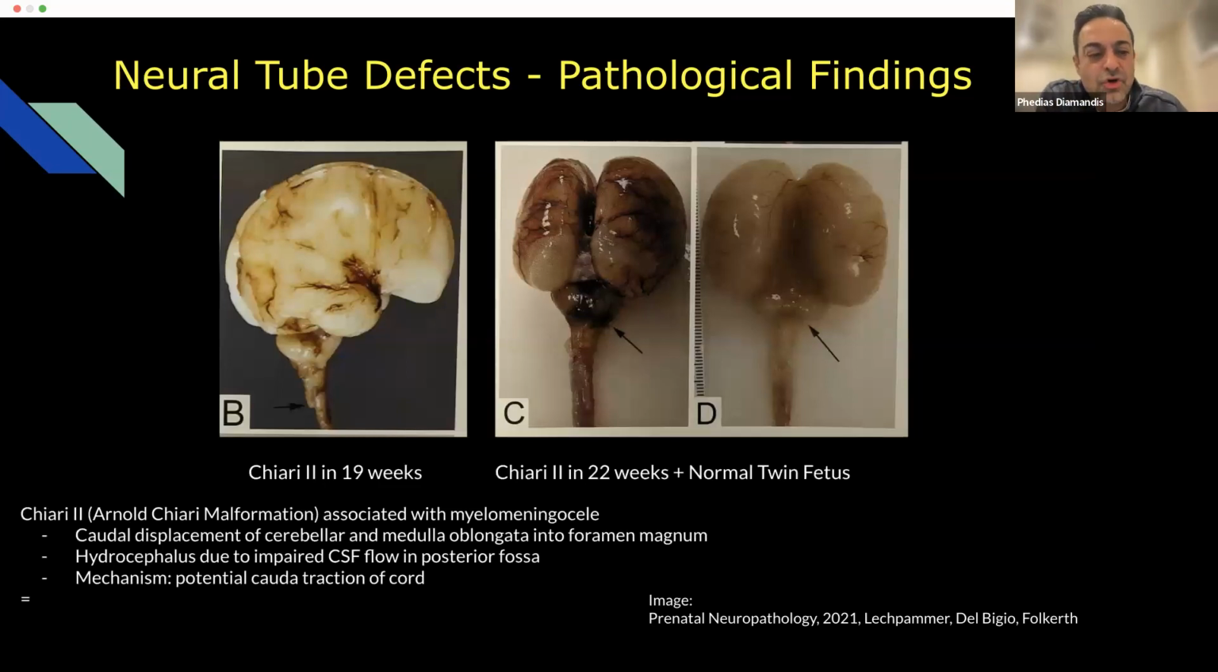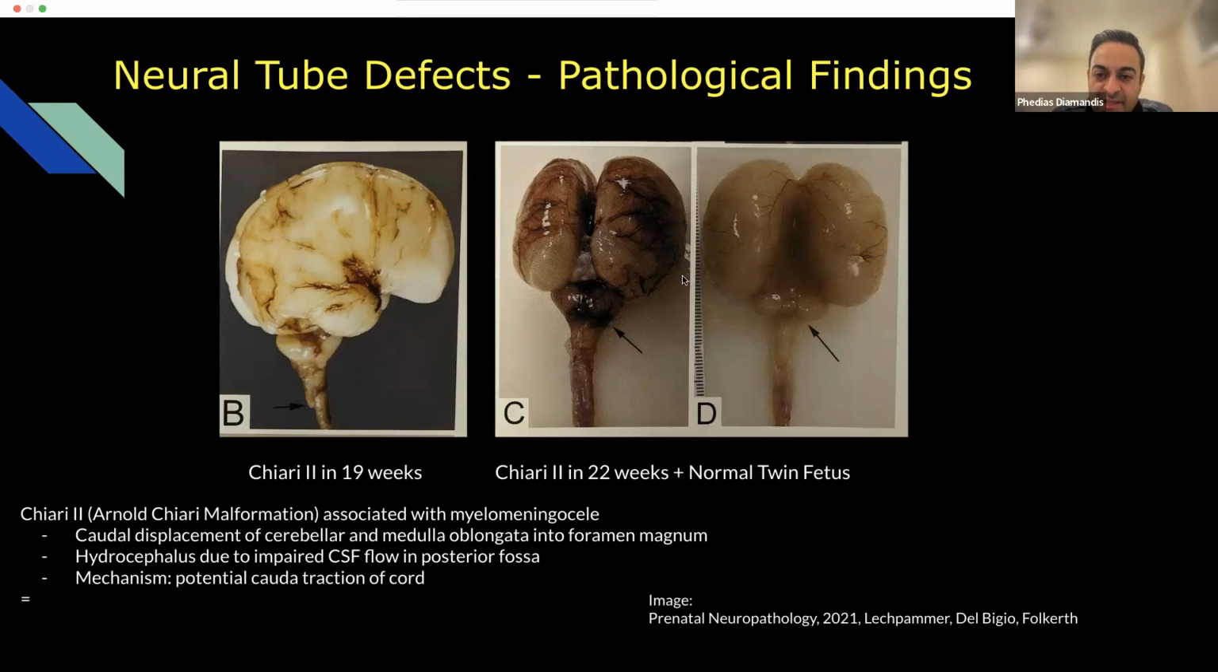So going back to the hydrocephalus issue, in some of these examples where you have a myelomeningocele, you have associated hydrocephalus, and more than that, you have what's called a Chiari type II, or Arnold-Chiari malformation, and these are associated with myelomeningoceles. And basically, the key pathological findings here are that you have this caudal displacement, so downward displacement, of the cerebellar tonsils and medulla oblongata into the foramen magnum. And then this is thought to impair CSF flow and lead to hydrocephalus in the brain.